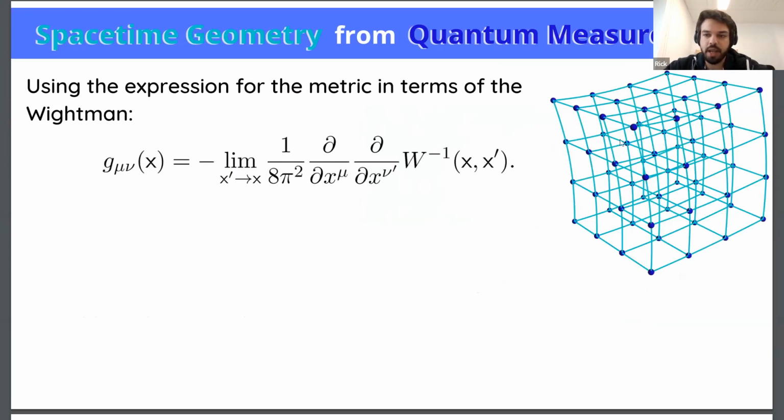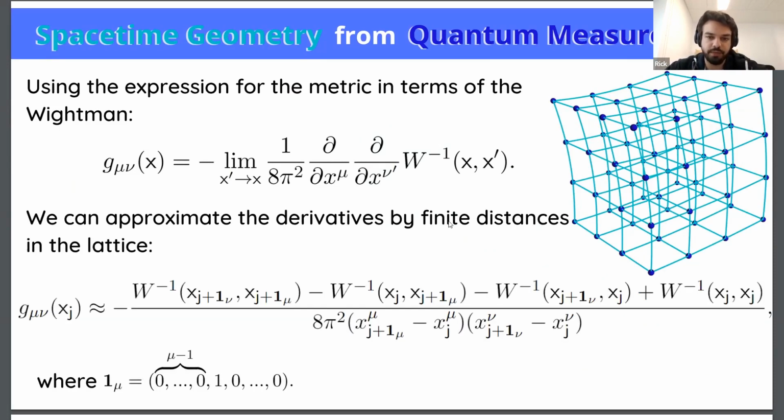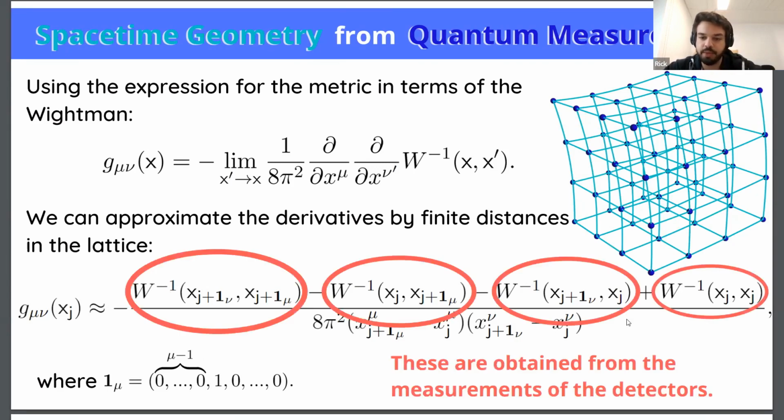function of the field. Now, if we only have a discrete lattice, then we cannot really perform these differentiations or this limit. But what we can do is to use a finite distance approximation between the events. So essentially, instead, we use a finite comparison of the Wightman function, a finite, discrete derivative, essentially, by shifting it in the corresponding lattice directions. And all of these W's here are the Wightman function that can be obtained from the measurements of the detectors. So this allows us to write the space-time geometry in terms of outcomes of measurements of these local probes that we use to probe spacetime.